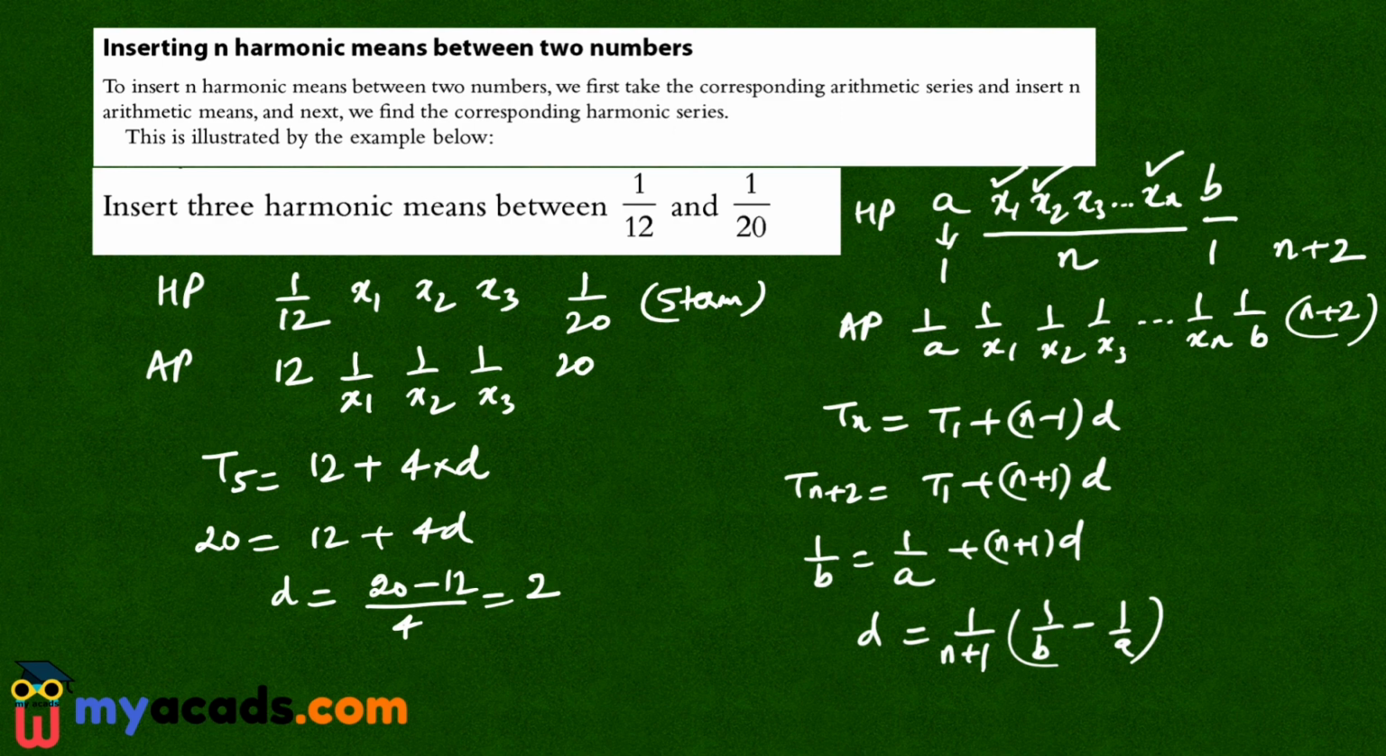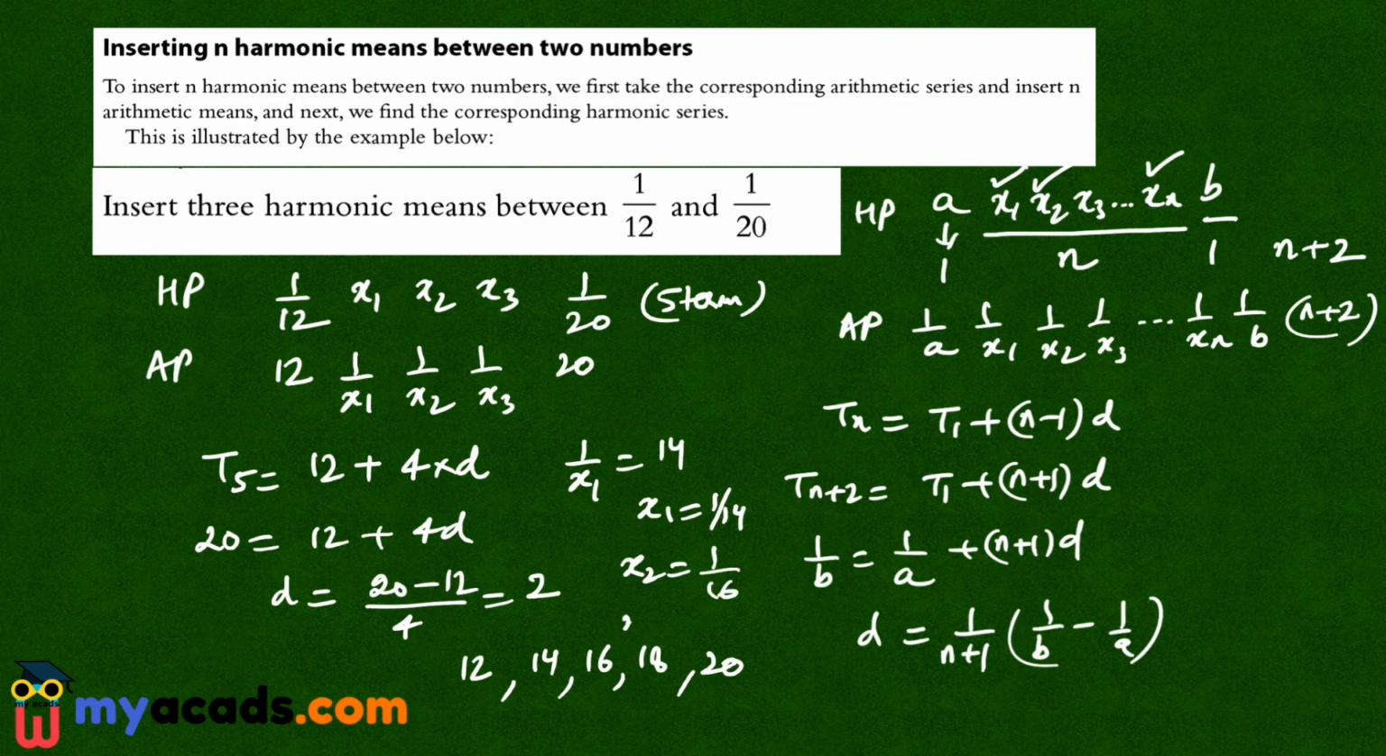So it means the first number of the AP is 12. The second number is 14. The next number is 16. After that it is 18. After that it is 20. So 1 upon x1 is 14. So it means my x1 is 1 upon 14. Similarly, my x2 is 1 upon 16 and my x3 is 1 upon 18. So 1 upon 14, 1 upon 16 and 1 upon 18 is the answer to this question.